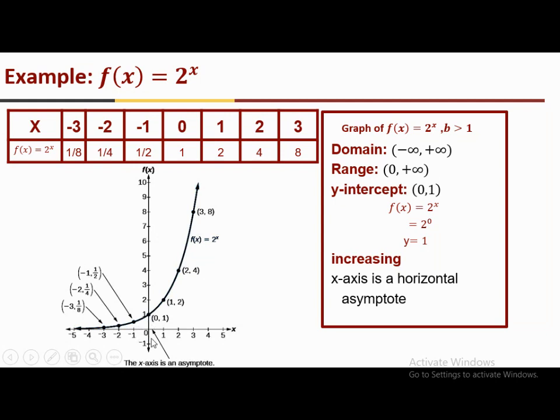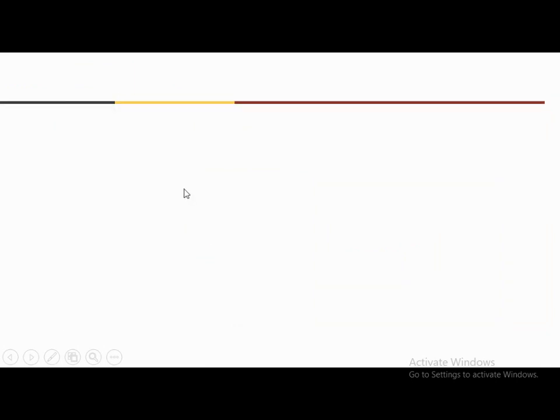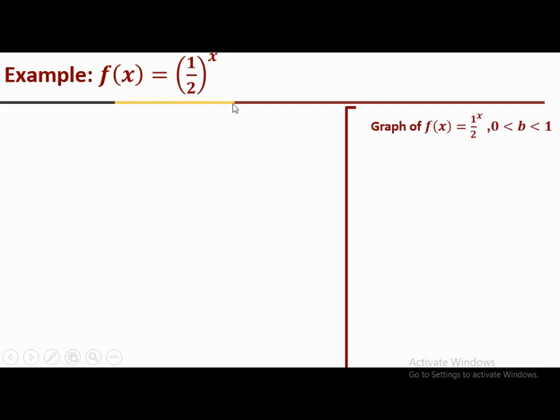And this is now the graph of the function f(x) = 2^x. And it is continuous. Now let's have another example. What if our b is between 0 and 1? So for example, we have here 1/2. So for our domain, it's just the set of all real numbers. For the range, we have 0 to positive infinity. For the y-intercept, we still have (0, 1).